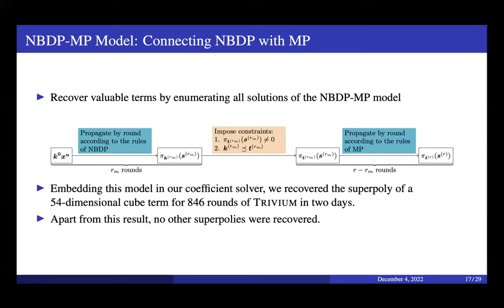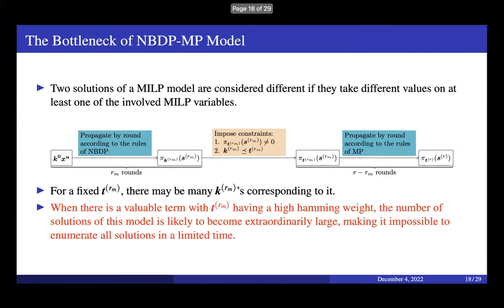Combined with the term expander of MP, this MBDP-based coefficient solver allowed us to recover the superpoly of a 15-4 dimensional cube for 846 rounds of Trivium in about 2 days. However, apart from this result, no other superpolies were recovered. Note that two solutions of an MILP model are considered different if they take different values on at least one of the involved MILP variables. For a vector G_IM with a high Hamming weight, there may be many choices for the vector K_IM. And this makes the number of solutions of the MBDP-MP model extraordinarily large. And this is exactly where the bottleneck of the MBDP-MP model lies.